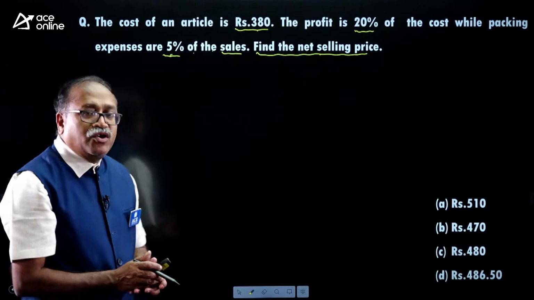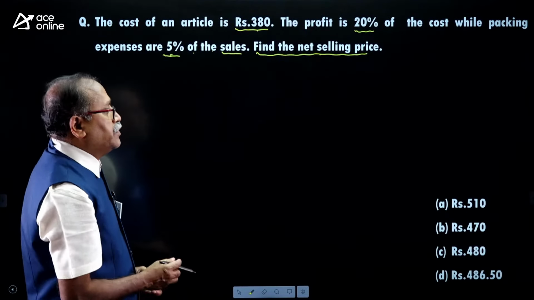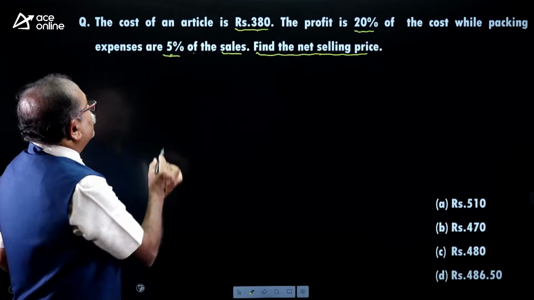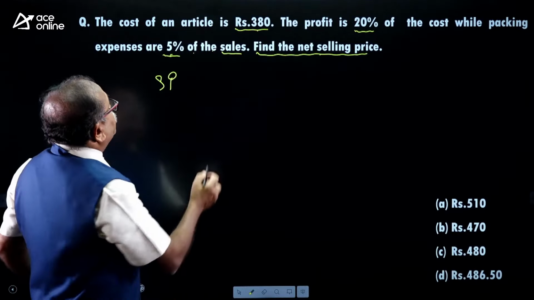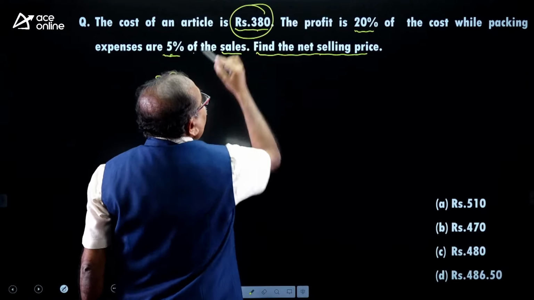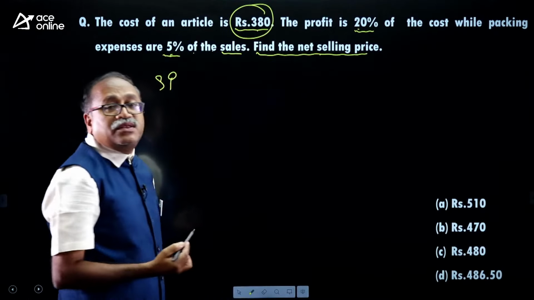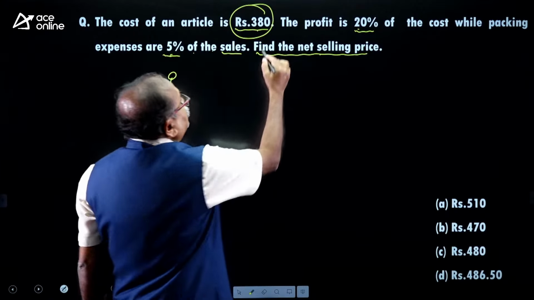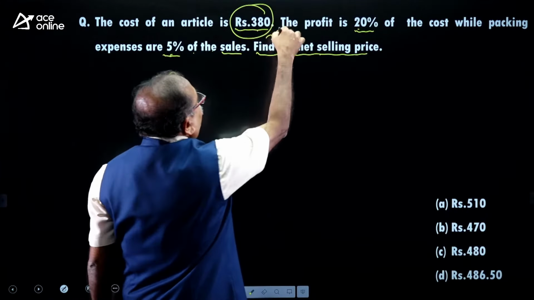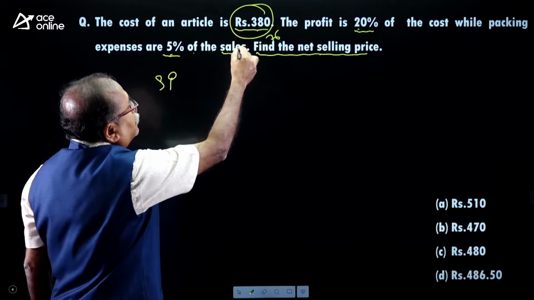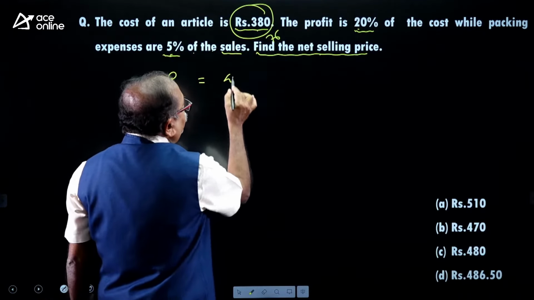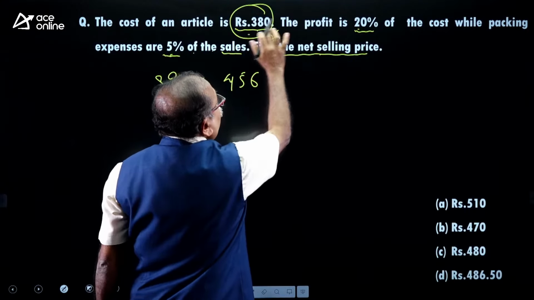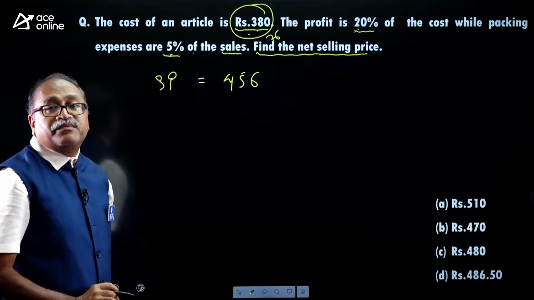486.5. Okay, my brother, let's check this one. How am I going to do it? What is the selling price? The selling price is 380. This 380 plus 20% of 380, that comes to 76. When I add this up, I get 456. So my selling price is 456, because I know the cost price and I know the profit percentage.